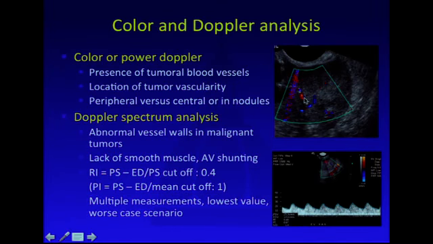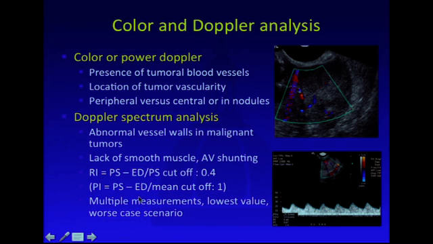So on color Doppler, you're going to look for the presence of those tumoral vessels. You look at the location of tumor vascularity, whether it's peripheral or central, or in soft tissue nodules, if it's a cystic mass with nodularity. And on Doppler spectrum analysis, oftentimes you'll have increased forward flow in diastole, so a low resistive index, because these are basically abnormal tumor vessels which lack smooth muscle, and there are areas of AV shunting.